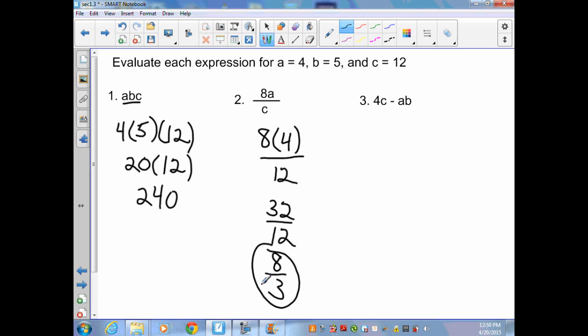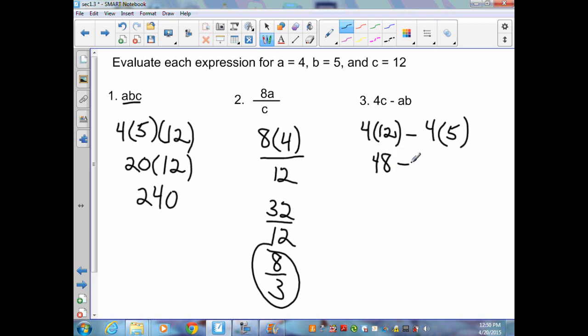Here I have 4 times c minus a times b, 4c minus ab. I would copy the problem, and then substitute 4 times c, which is 12. Bring down the minus sign. a is 4, and b is 5. 4 times 12 is 48, minus 4 times 5, which is 20. 48 minus 20 is 28.